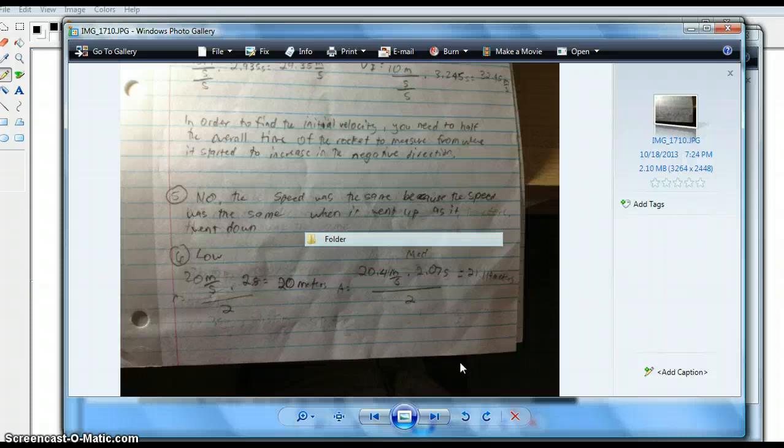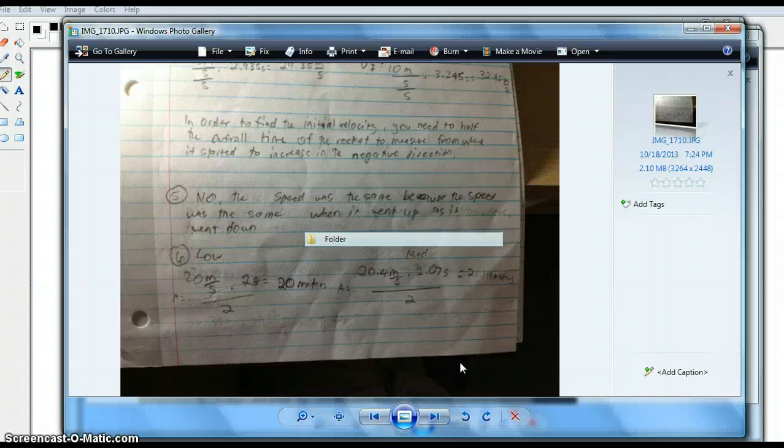Number 5 is asking, is the speed when the rocket was launched different from the speed just before the rocket hit the ground? Explain your logic. No, I said no, the speed was the same, since it was the same when it went up and when it went down. Meaning, if you go up 20 meters per second, you will go down 20 meters per second. If you travel 20 meters up, you will travel 20 meters going back down. It's symmetrical. It's physics.